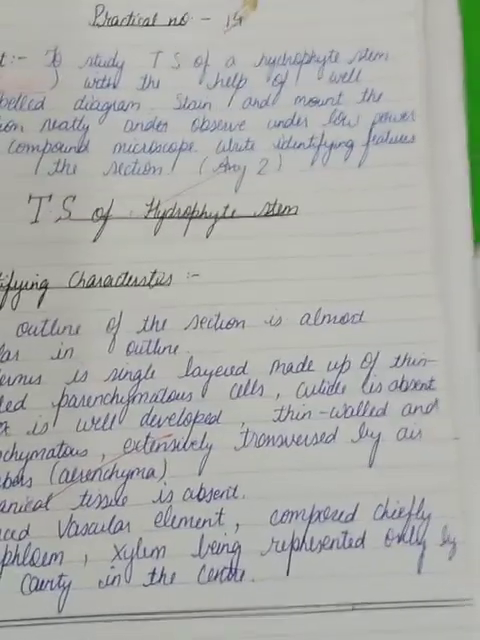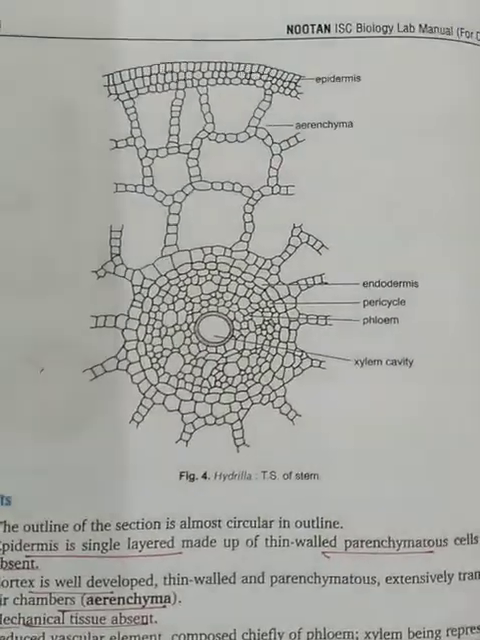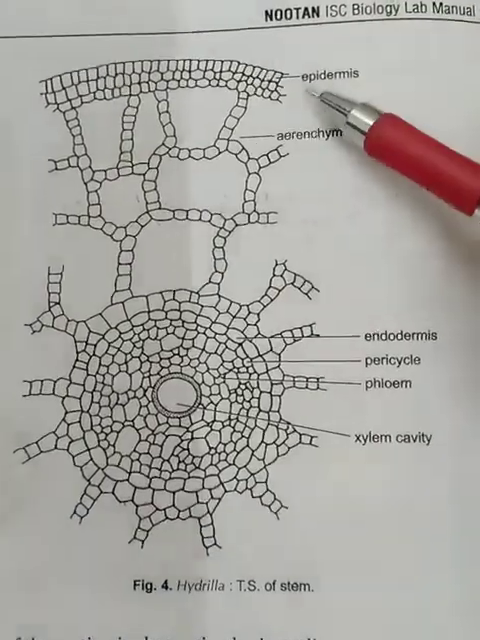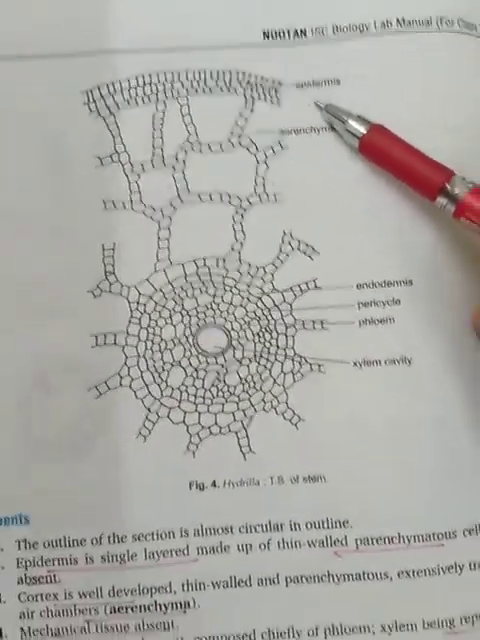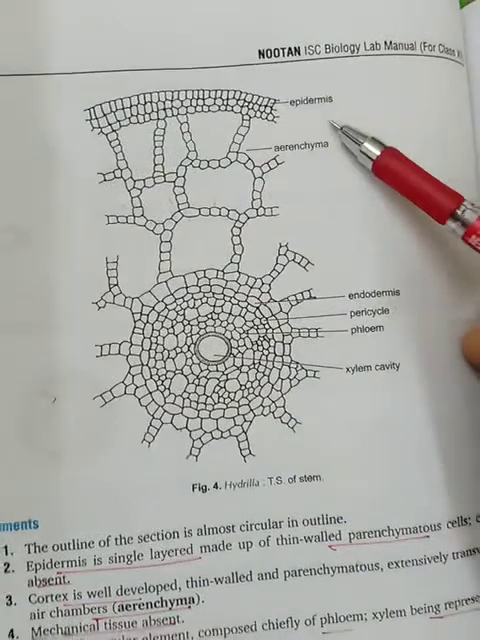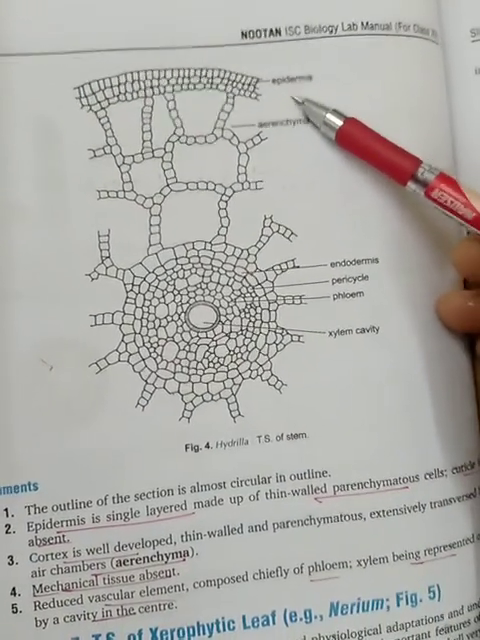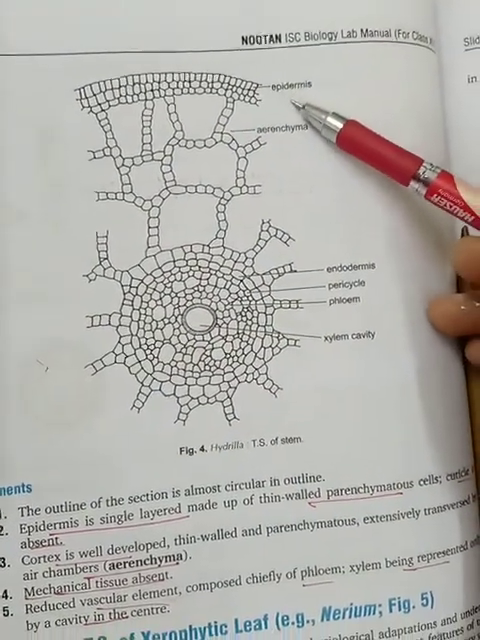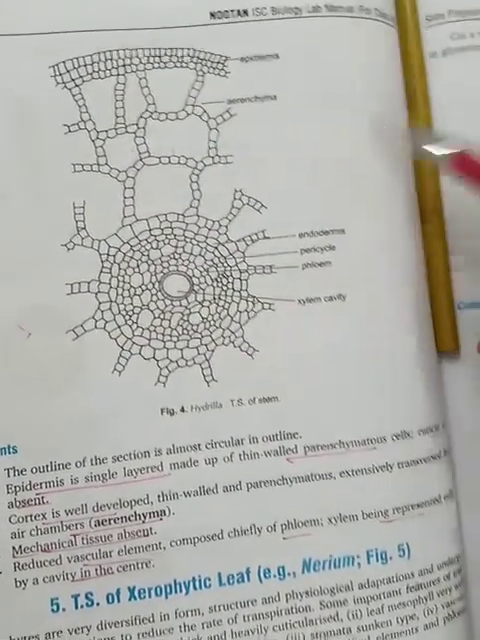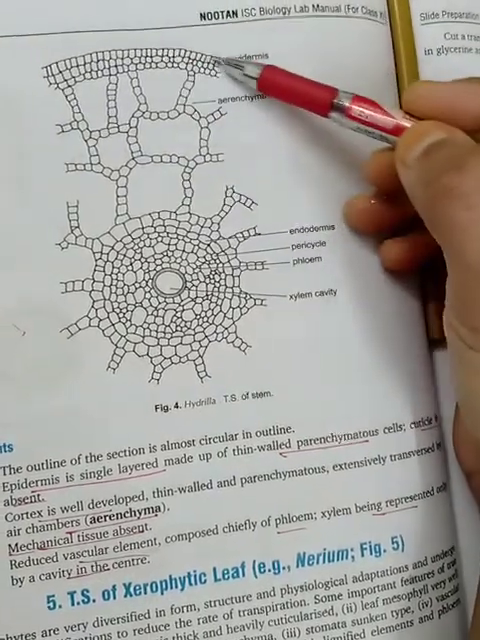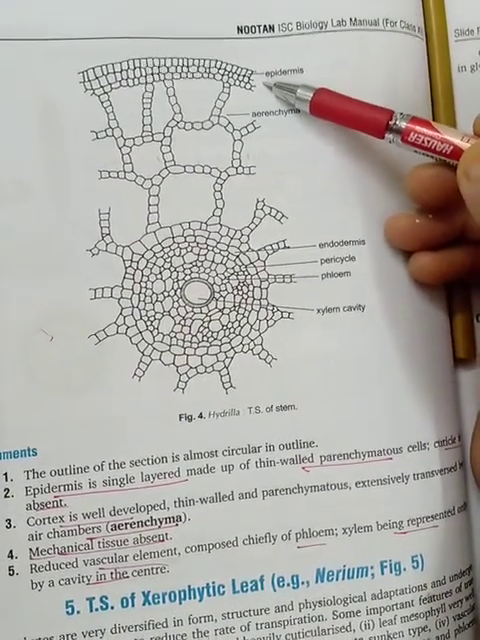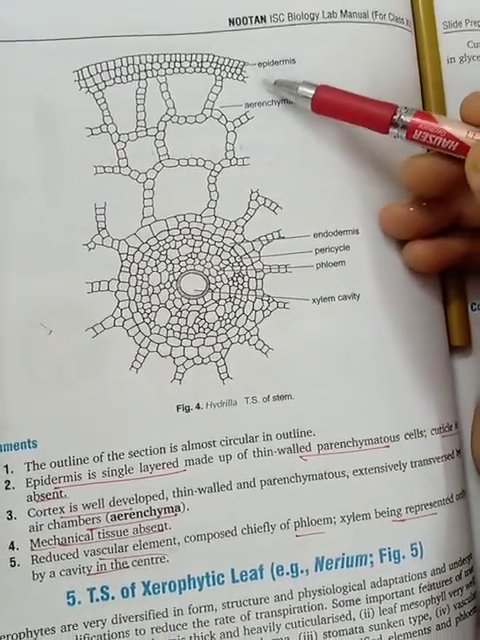So I think you've understood what to do, children. This is what you will study. This is the diagram, TS of hydrophyte stem. This is hydrilla. What you can see is that there's an outermost layer of the section which is circular. This is epidermis, right? It is single layered. You can see the outermost is single layered epidermis, and the cells are made up of parenchymatous cells, right? So cuticle is absent. You're studying the stem, but there is no cuticle since it is a hydrophyte, that is, it is an underwater plant.